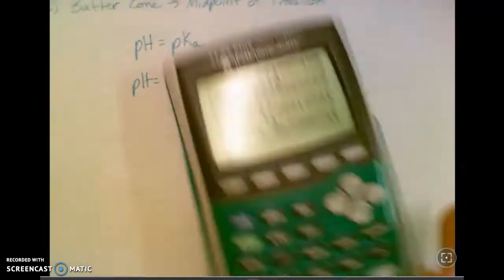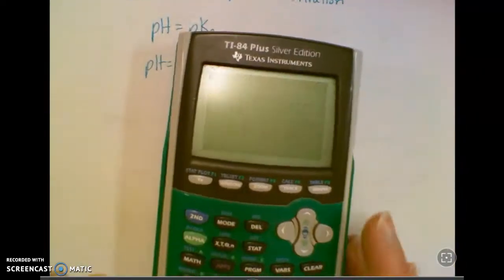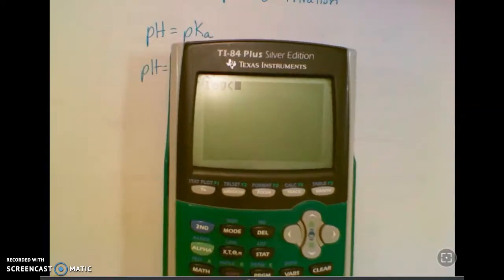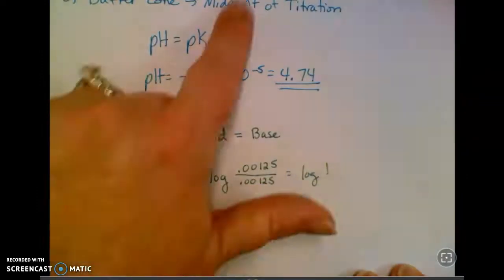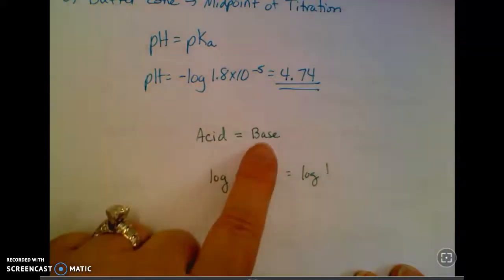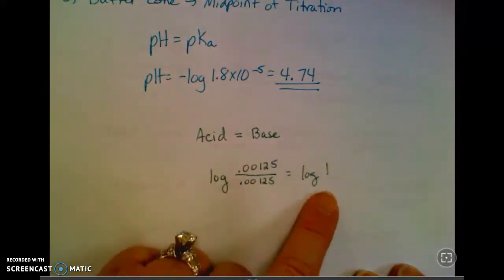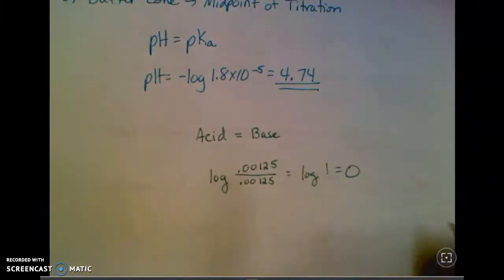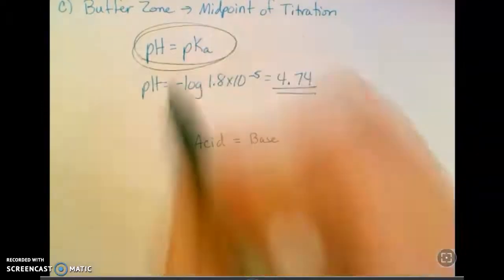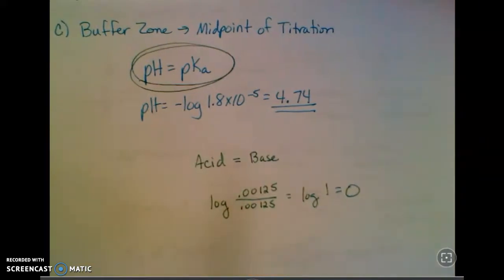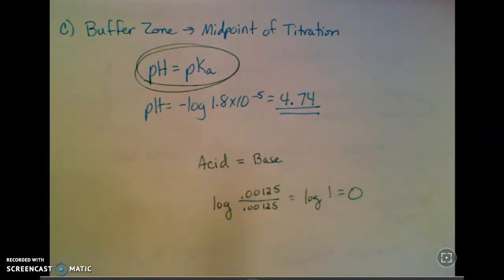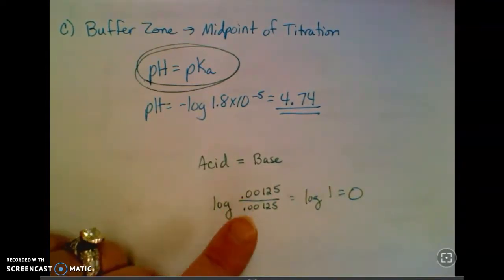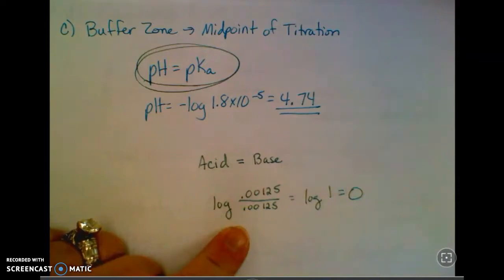This is going to be the log of 1. And if you get out your trusty calculator and find the logarithm of 1, it's 0. So it doesn't matter what you start with. At that midpoint, since acid concentration is equal to base concentration, the log of 1 is 0, and so pH is equal to pKa. Now you could go through exactly the same type of calculation that we just did for the 10 milliliter base, and you would get this, but this is just to save you some time.